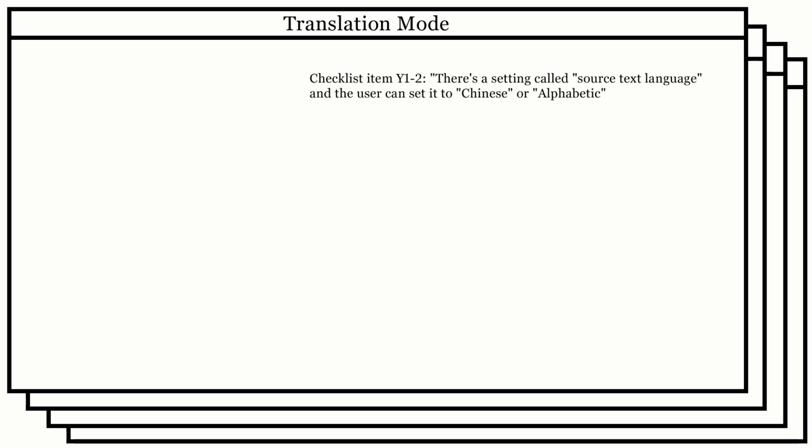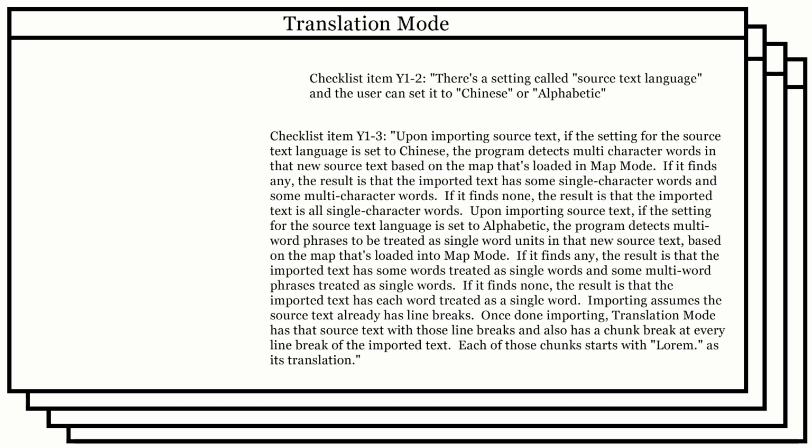Alright, coming up on the last of the items for translation mode and map mode. Checklist item 1-2, there's a setting called source text language and the user can set it to Chinese or alphabetic, and that's in translation mode. Checklist item 1-3, upon importing source text, if the setting for the source text language is set to Chinese, the program detects multi-character words in that new source text based on the map that's loaded in map mode.